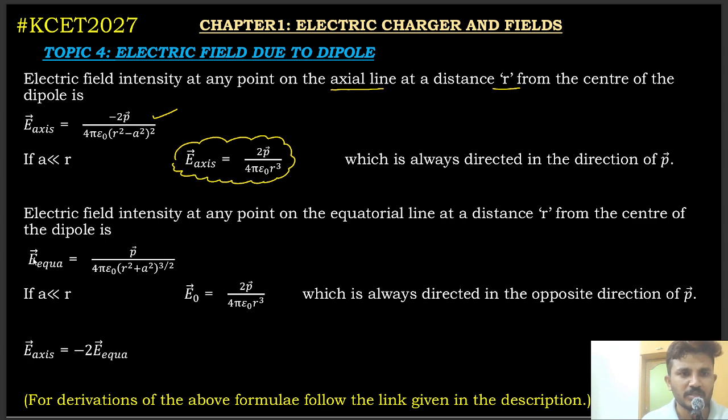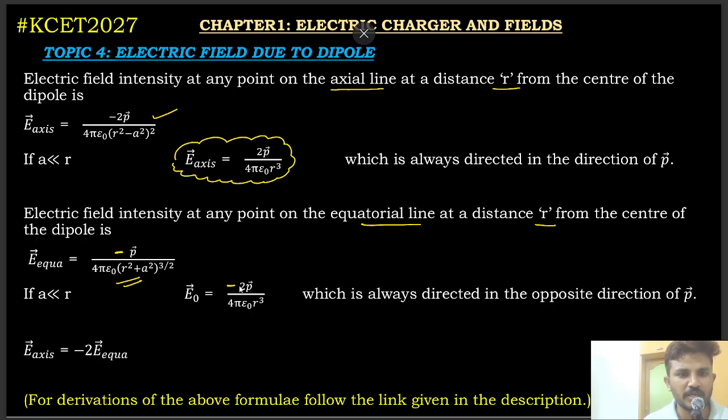And similarly, the electric field intensity at any point on the equatorial line at a distance r from the center of the dipole is, that is, E equatorial is equal to 1 by 4 pi epsilon naught into p divided by r square plus a square whole power 3 by 2. Actually here we will get a minus sign also, in vector form we will get a minus sign.